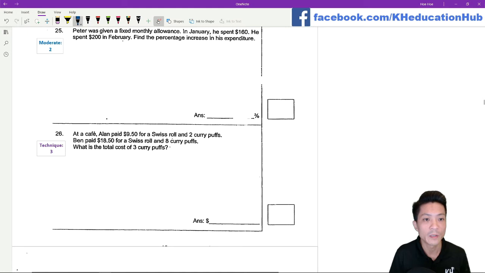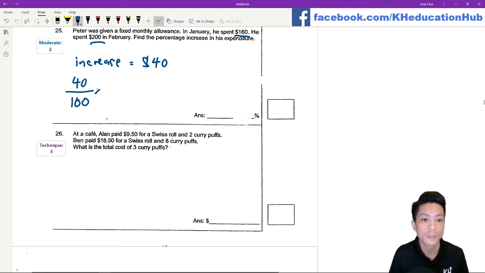Question 25. Peter was given a fixed monthly allowance. In January, he spent $160. He spent $200 in February. They want you to find the percentage increase in his expenditure. Now his increase is $40. If you want to find the percentage increase, you use the increase divided by the original, multiplied by 100.